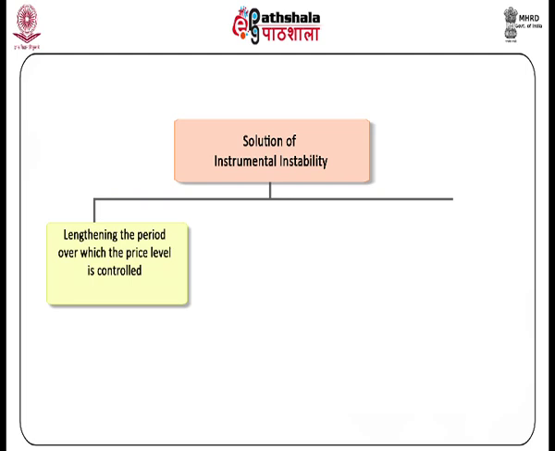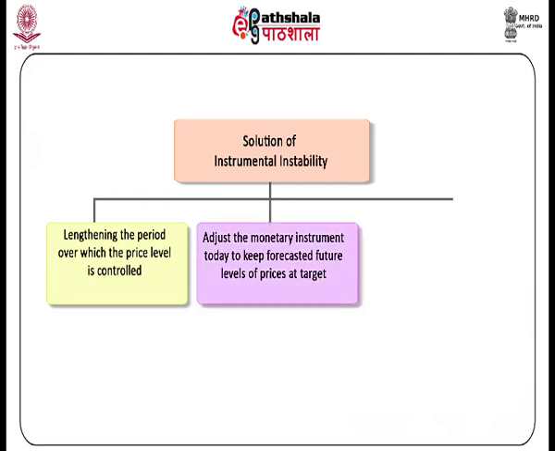An alternative solution is to attempt to adjust the monetary instrument today to keep forecasted future levels of prices at target. This approach accepts some failure to keep the current price level at target while maintaining the overall framework of price level targeting. However, it works best when the price level can be fairly well predicted, which may not be the case. A final solution is to use a variable that is more controllable, such as the money stock or an interest rate, instead of adopting an intermediate price level target.